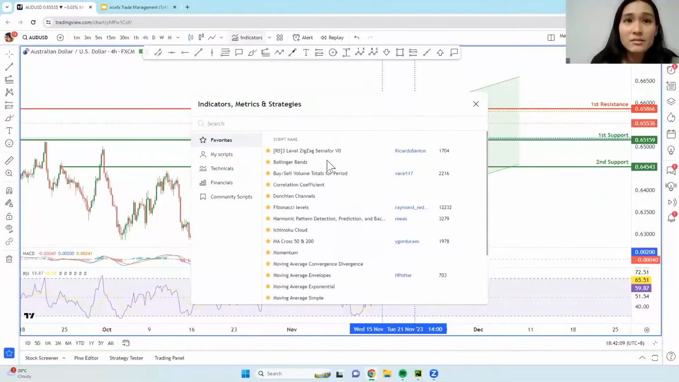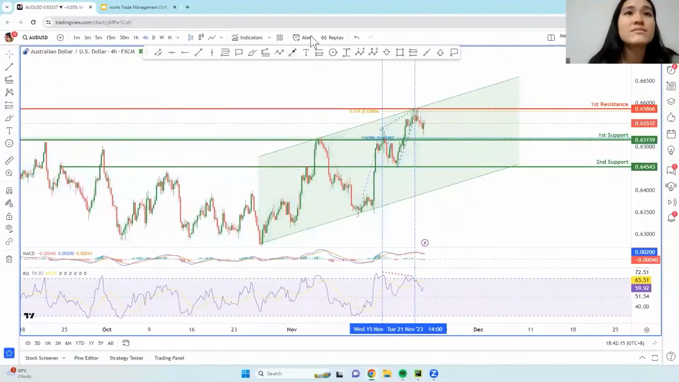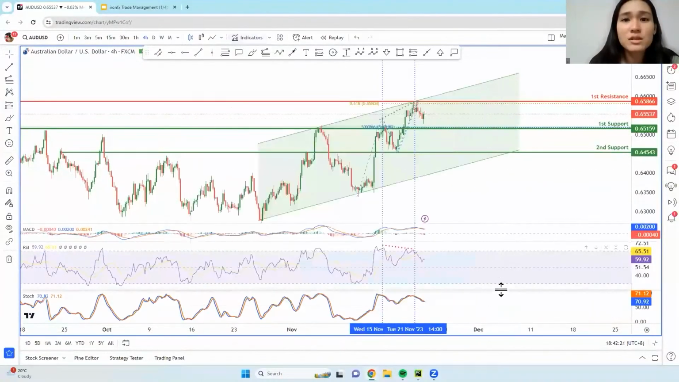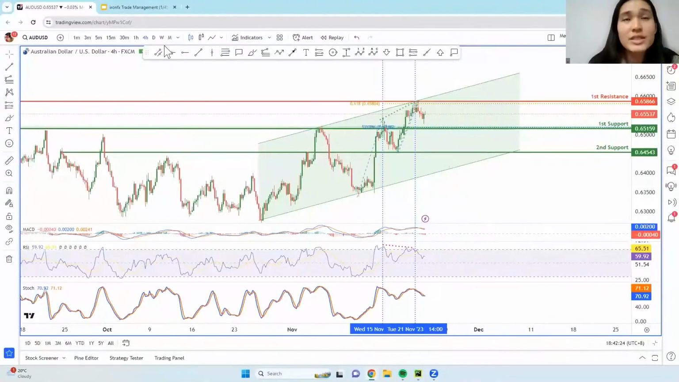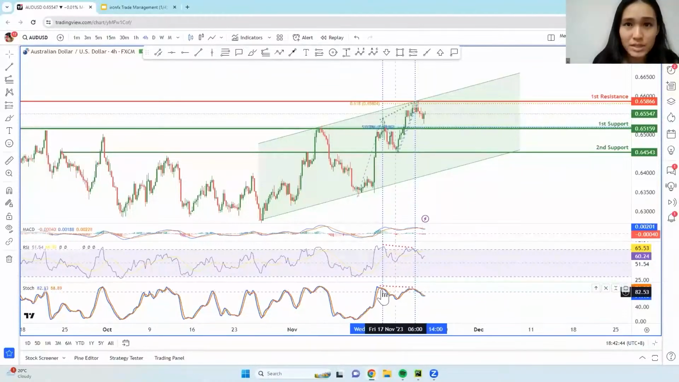Maybe we'll take a look at Bollinger Bands. That's not really telling us anything. Let's look at stochastic perhaps. Stochastic is also giving us a bearish divergence over here as well. So for divergences, you can take a look at either RSI or stochastic. If you're looking for divergences, they're the best indicators to use.